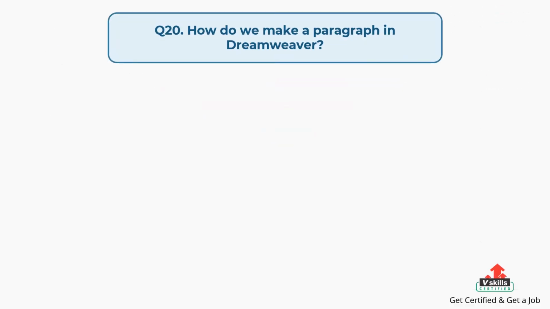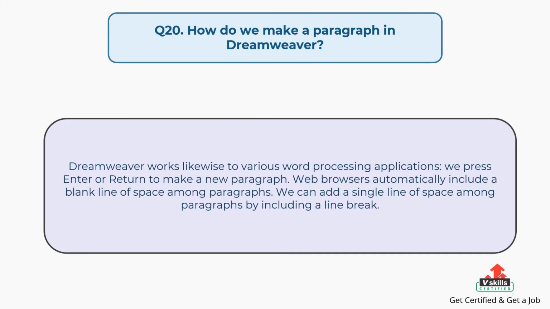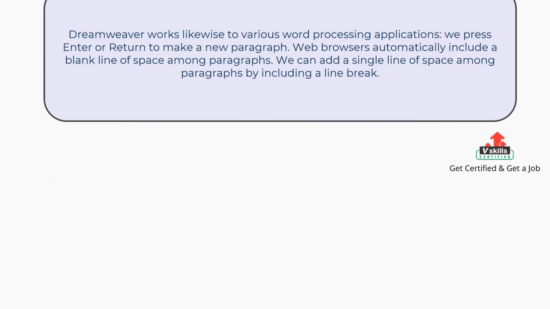Question number 20. How do we make a paragraph in Dreamweaver? The answer is, Dreamweaver works likewise to various word processing applications. We press Enter or Return to make a new paragraph. Web browsers automatically include a blank line of space between paragraphs. We can add a single line of space between paragraphs by including a line break.